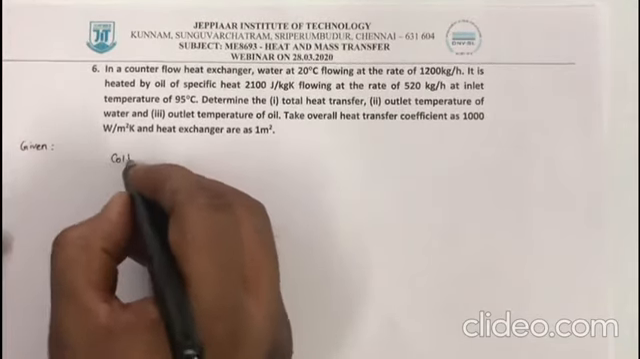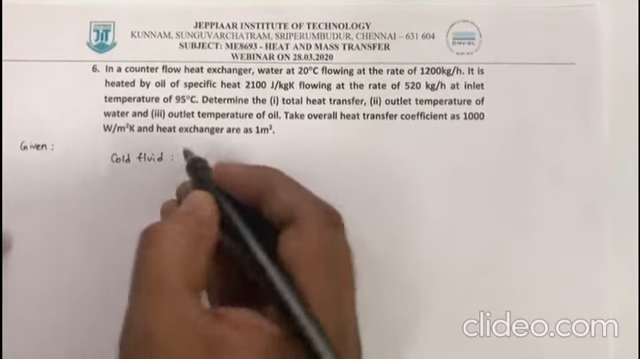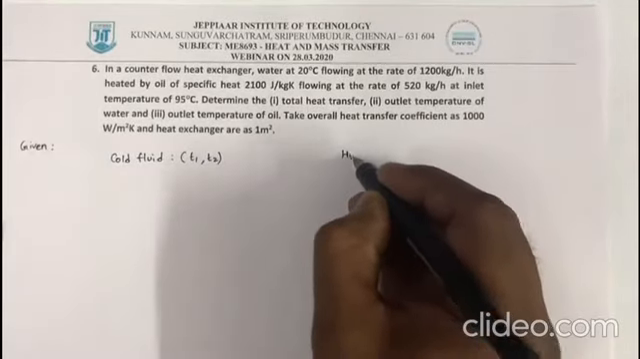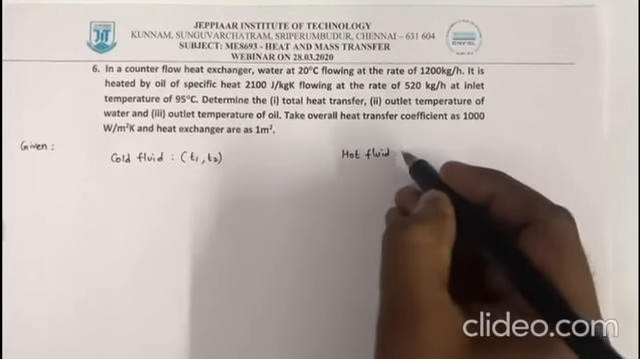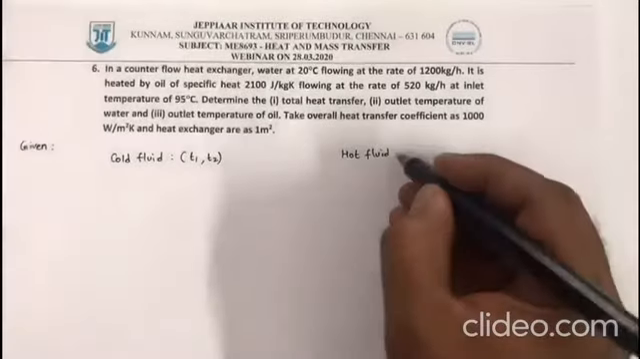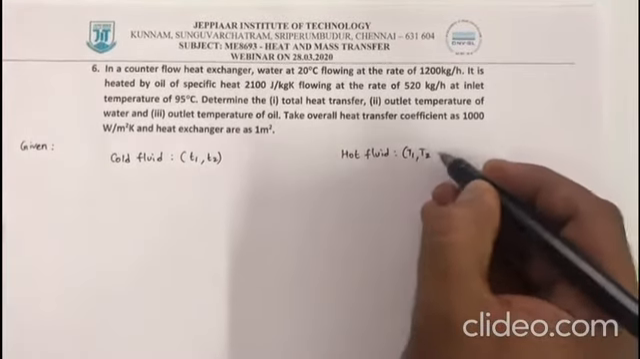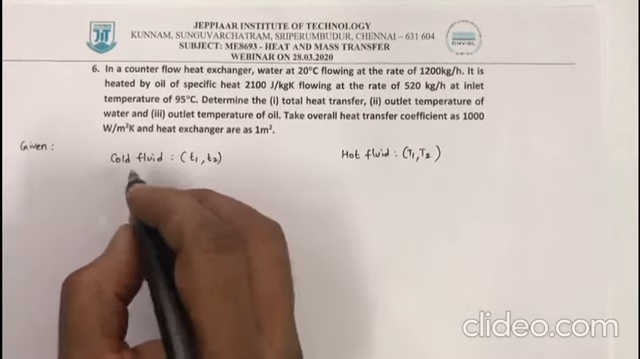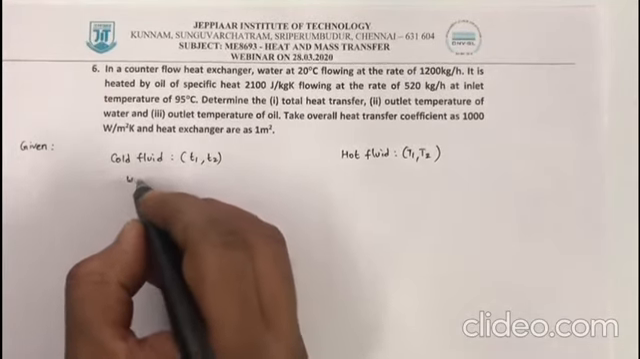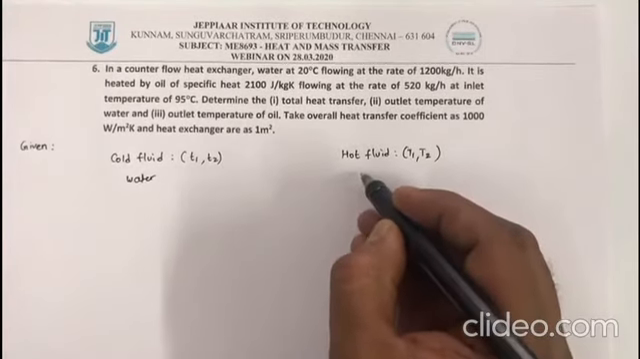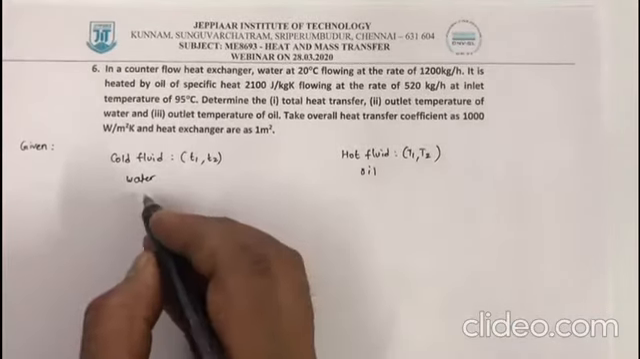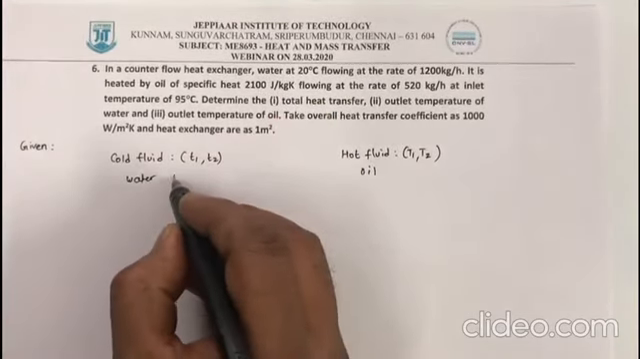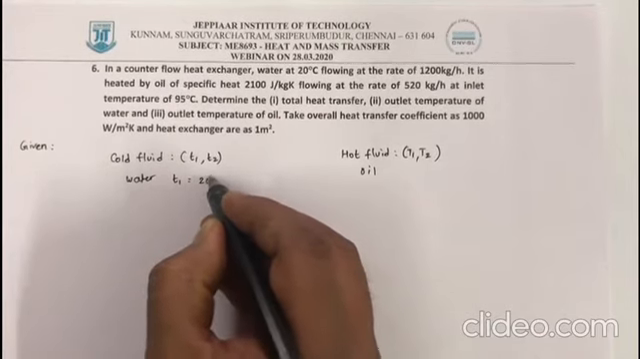So first note the cold fluid, its temperatures are denoted as small t1 and t2, and the hot fluid, its temperatures are denoted as capital T1 and T2. So now the cold fluid here is water and the hot fluid here is oil. So now let's write the given data.